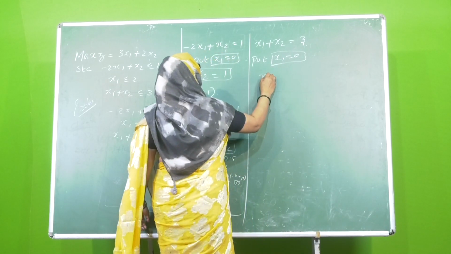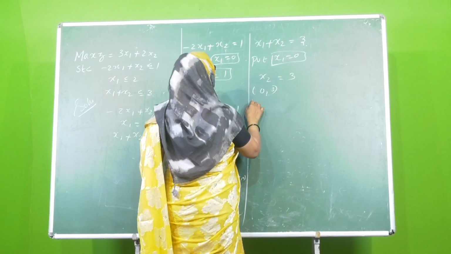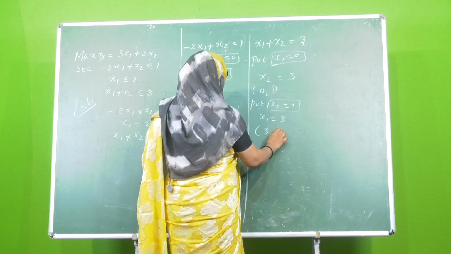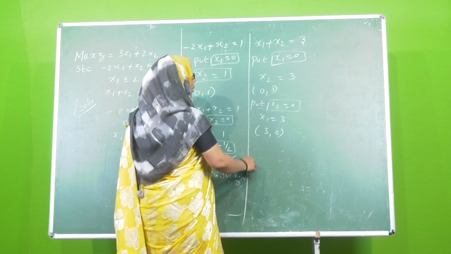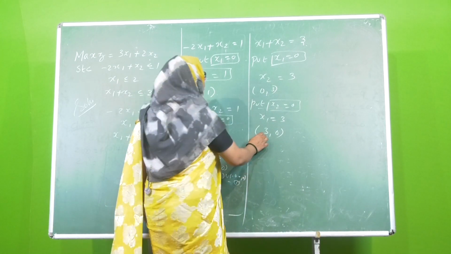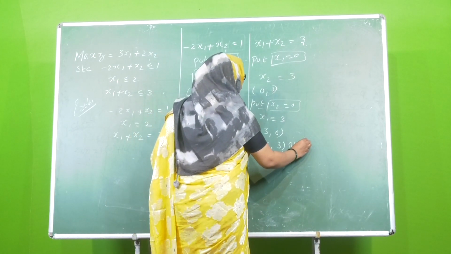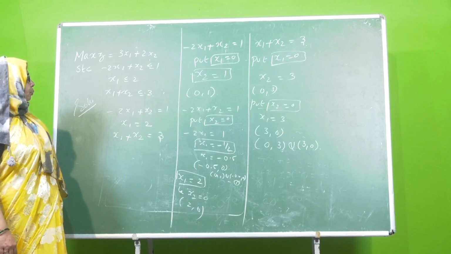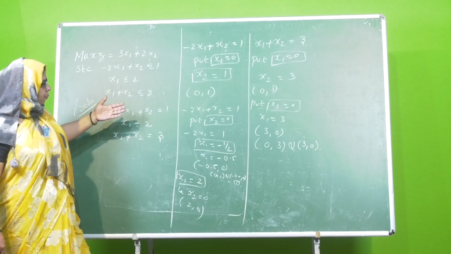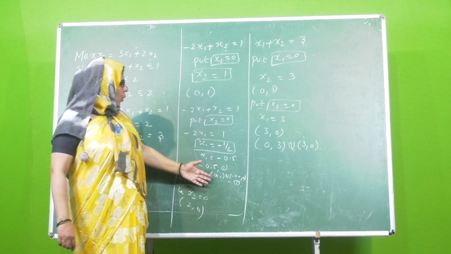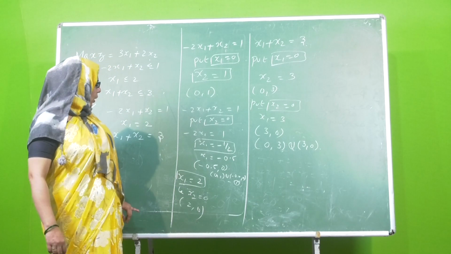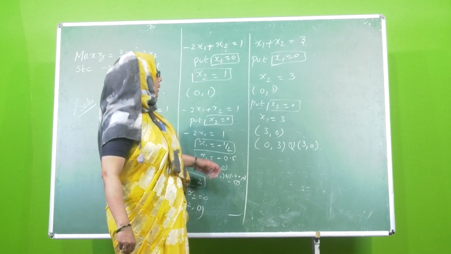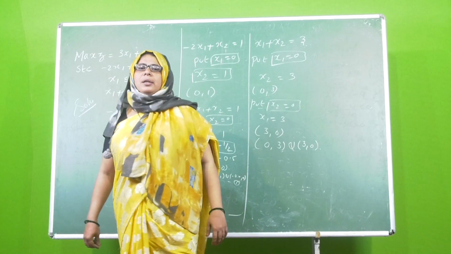Put x1 equal to 0, then x2 is equal to 3, that is (0, 3). Put x2 equal to 0, then x1 is equal to 3, that is (3, 0). This is the other pair of points for equation 3. So the pairs of points are (0, 1) and (minus 0.5, 0); (2, 0); and another is (0, 3) and (3, 0).